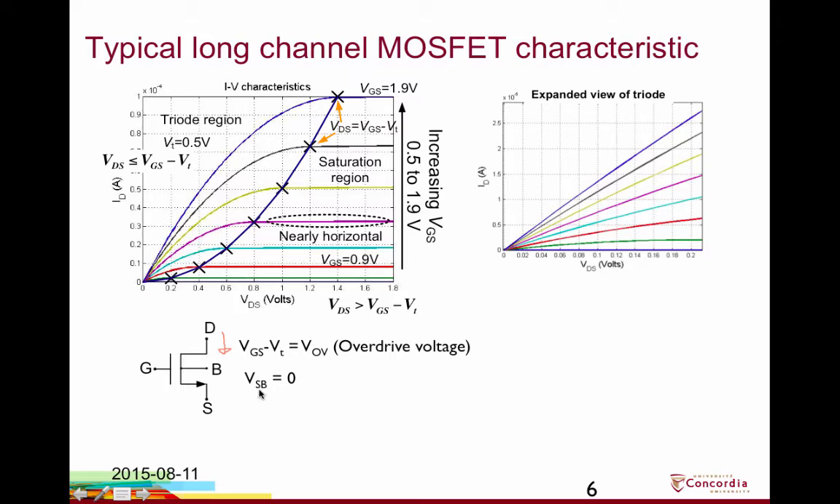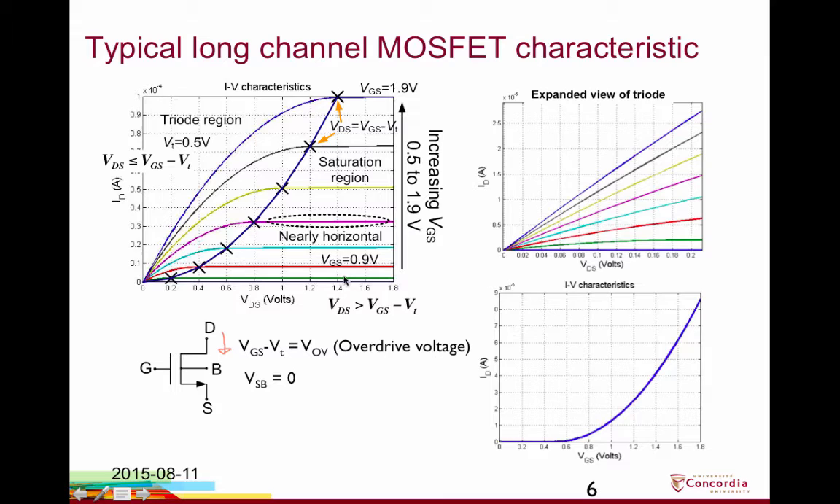If we look more closely at the saturation region, so for example, let's draw a vertical line here for VDS equals 1.4, and let's plot the drain current as a function of these values of VGS. If we do that, we'll get a curve like this. For a gate source voltage less than a threshold, so the threshold voltage is half a volt, so we'll draw it here, we'll get almost zero current, and above the threshold, we'll get a current that's increasing quadratically.